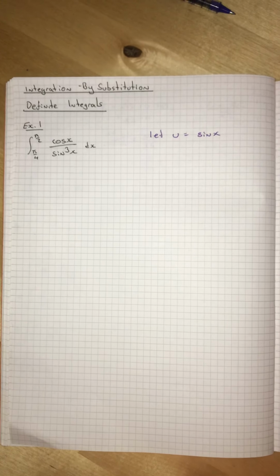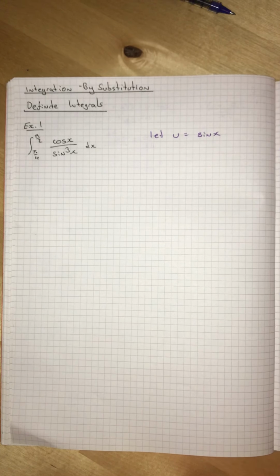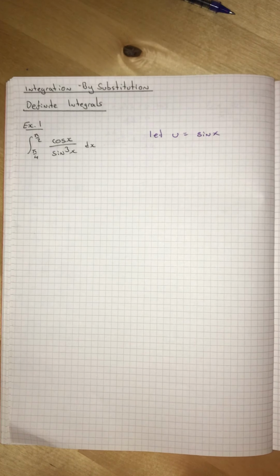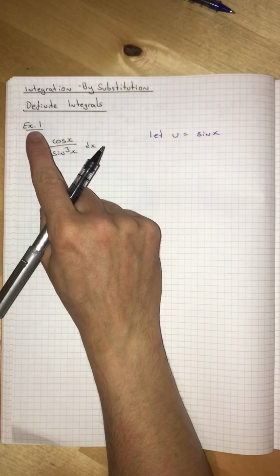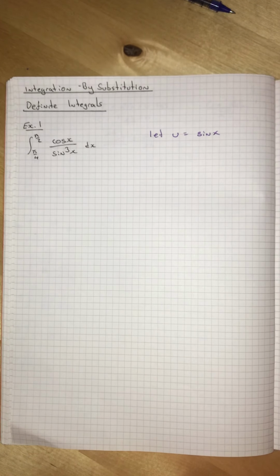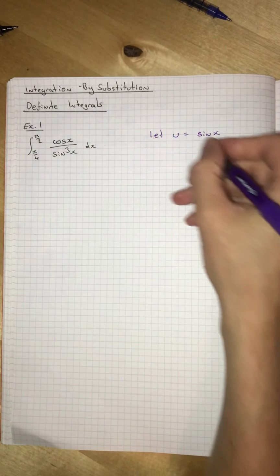So what we're going to do in this video is integration by substitution, but we're going to look at what happens when it's a definite integral. And what we do is just treat it as if it was a regular integration by substitution first.